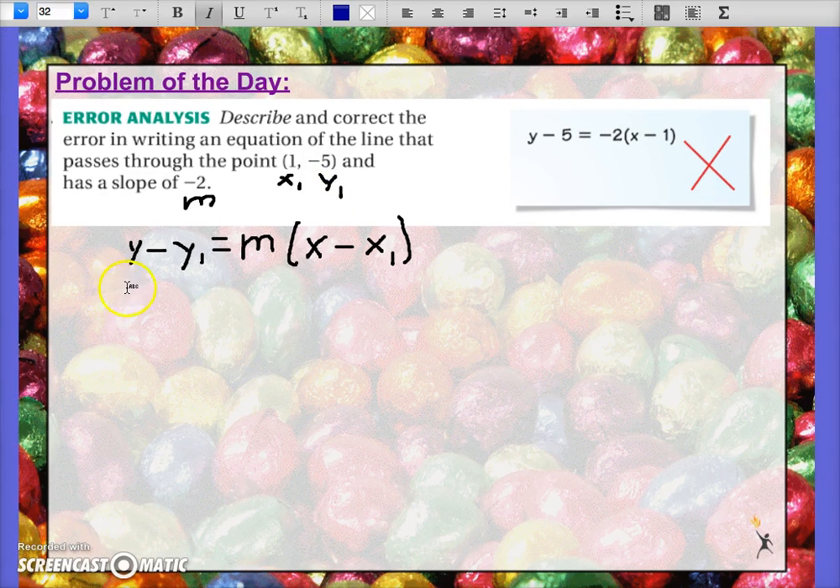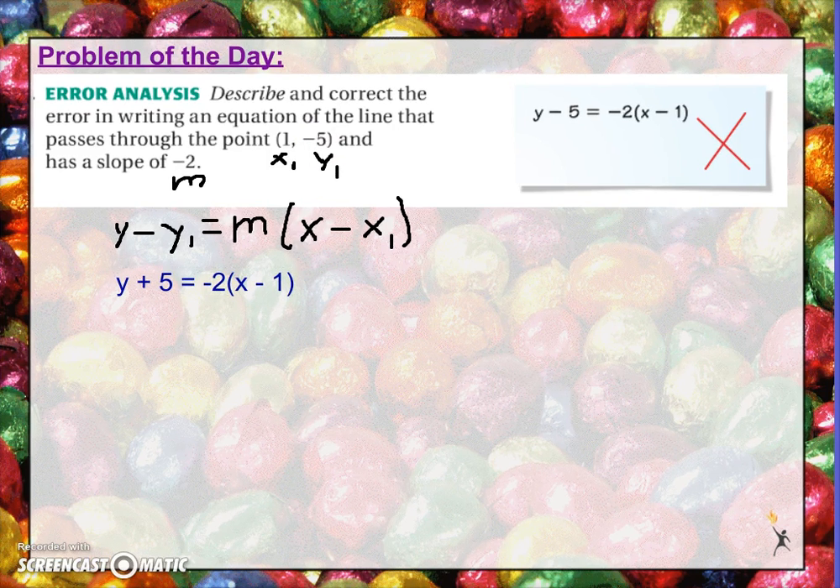So I'm actually going to switch to typing here. When we plug this in, we can do y minus a negative 5. Minus a negative 5 turns into a plus 5. Slope is -2 times the quantity x minus 1. So here's what my answer should be: y plus 5 equals -2 times the quantity x minus 1. What they messed up, as you can see, is that they kept negative 5. They forgot that it's minus a negative 5, or a positive 5.